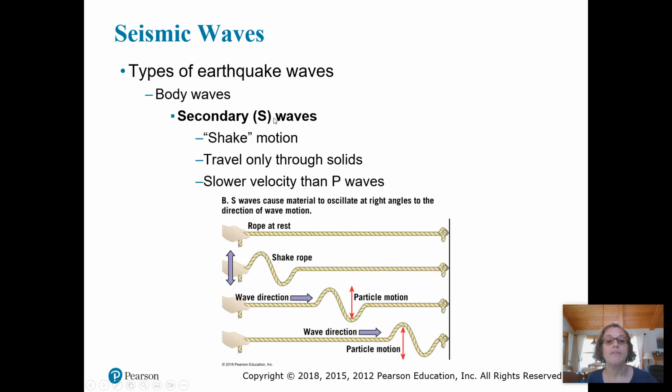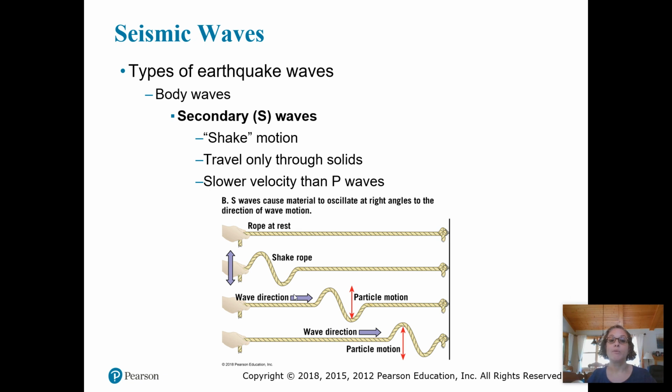Our secondary wave has a shaking motion. Kind of think of it like a snake or an S shape here. So here's the rope at rest, and the hand is going to move up and down, and that's going to send this wave down the length of the rope. The particles, instead of the compression wave moving horizontally, in this case, the particle motion will be up and down. So it goes up and then it comes back down.